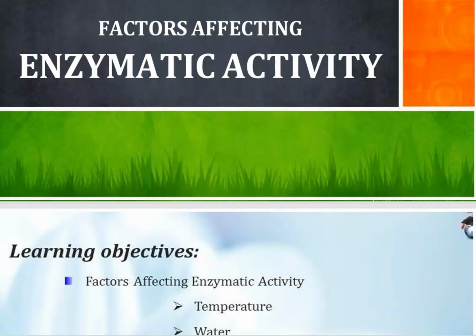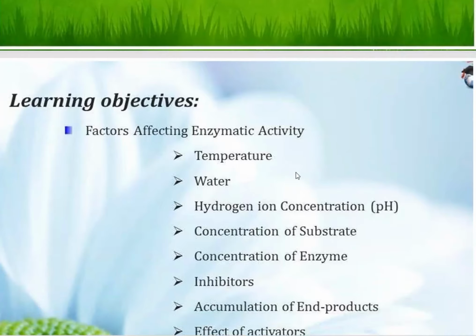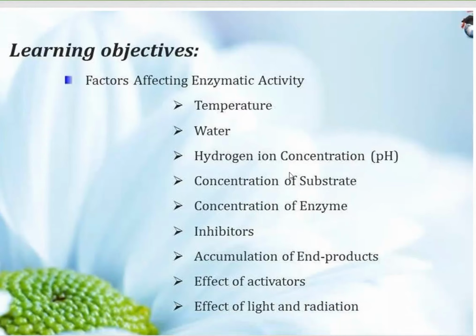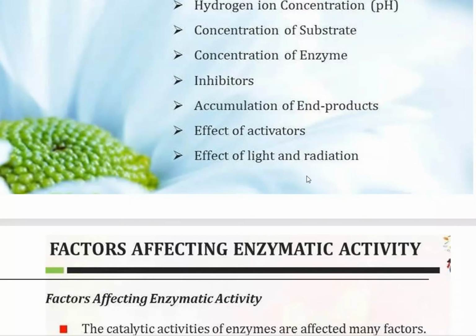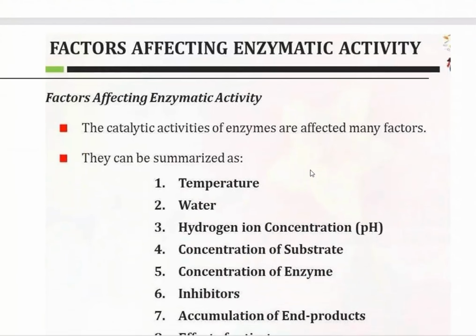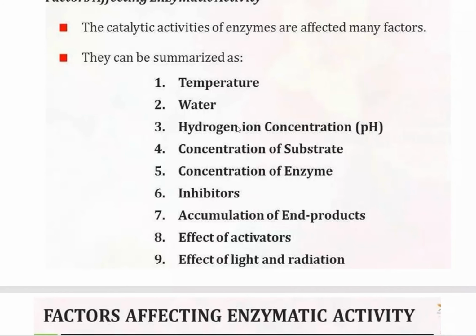Now let's understand the factors affecting enzymatic activities. Today we will learn about the factors involved in enzyme activity: temperature, water, hydrogen ion concentration, concentration of substrates, concentration of enzymes, inhibitors, accumulation of end products, effect of activators and effect of light radiations. So this can be summarized in this way: these are the 9 factors which are responsible for enzyme activity.